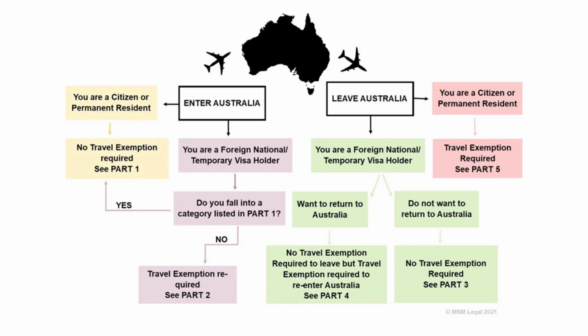But on the other hand, if you are somebody with a temporary visa and if you want to return to Australia, you do not require a travel exemption to leave the country, but you do require a travel exemption to enter the country. If the temporary visa holder does not intend to come back to Australia, then no travel exemption is required.